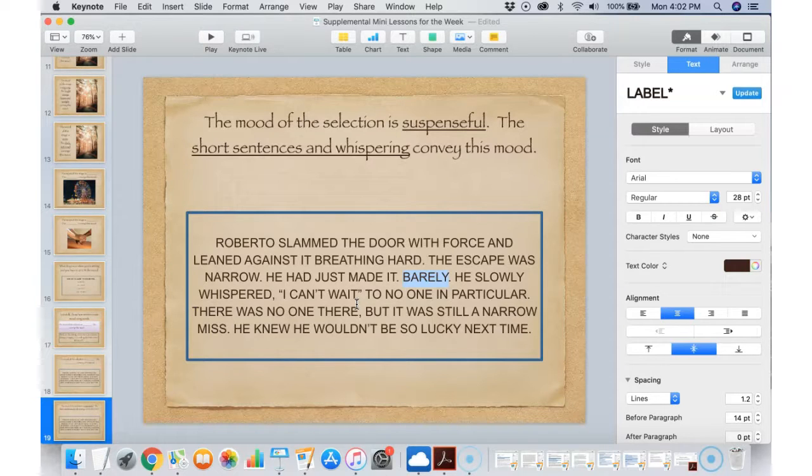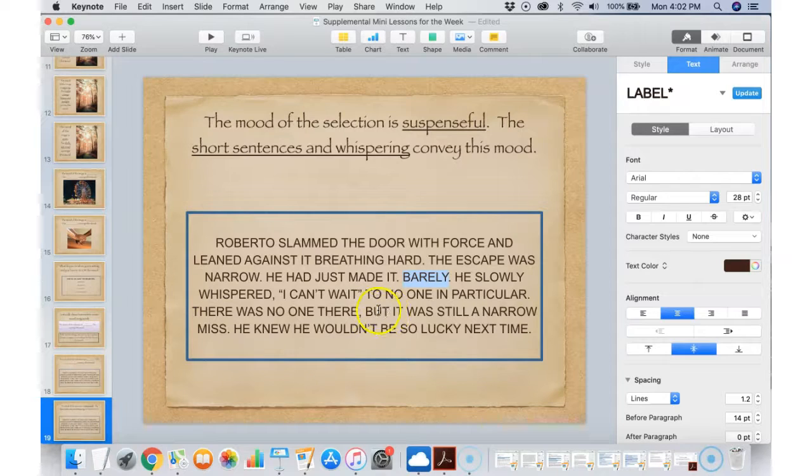Now, is there another way to describe it? Maybe you thought of the word anxious. Anxious is the word that I thought of. I thought the mood seemed anxious. Does it mean I'm wrong just because the example shows suspenseful? No, it doesn't mean I'm wrong. Could I give examples here that would support my idea that I think the mood is an anxious mood? Yeah, I could definitely do that.